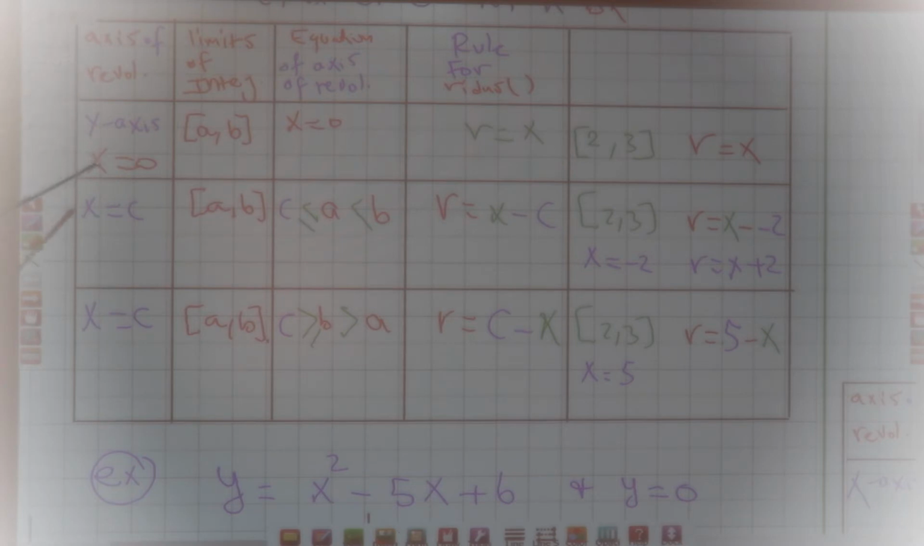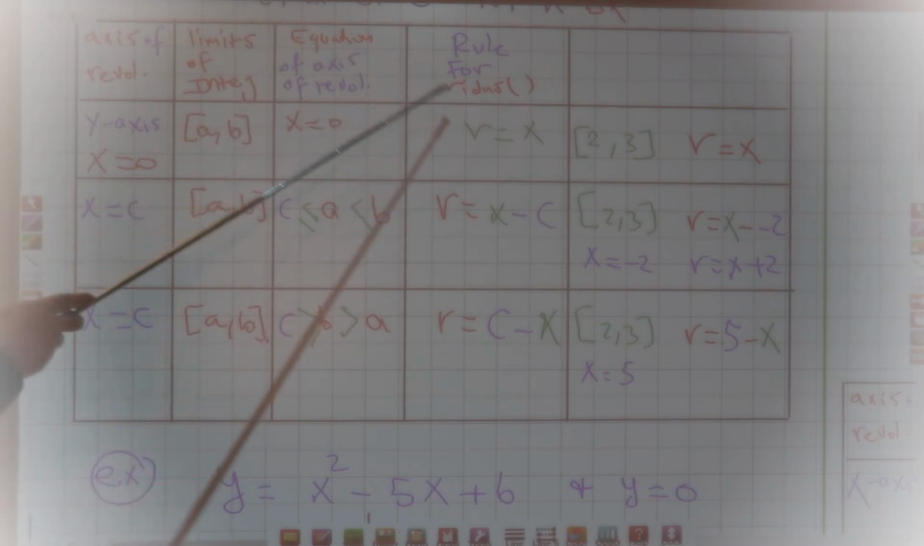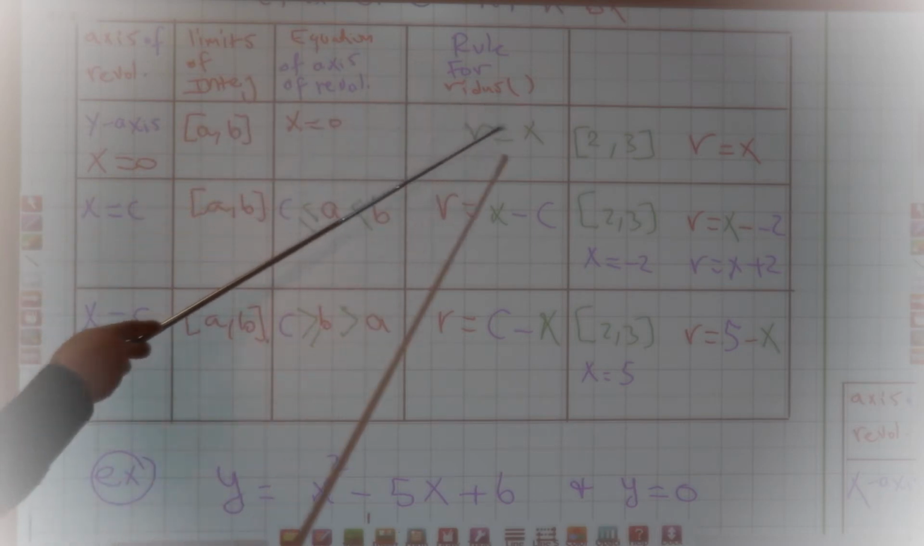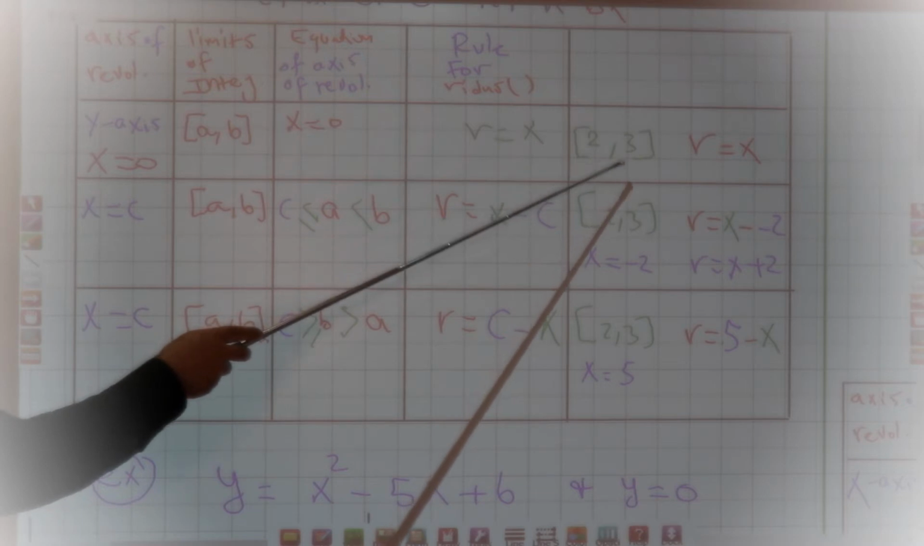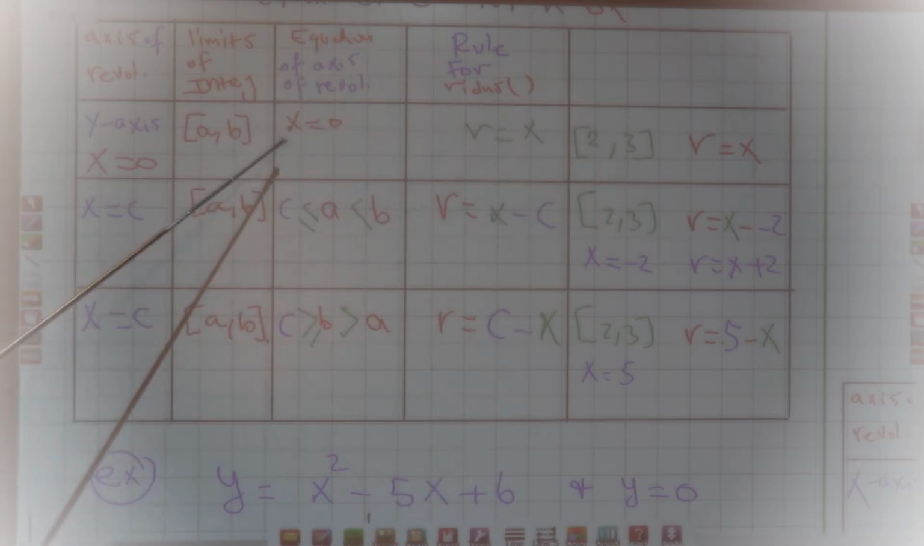This axis of revolution, which is the y-axis, and the limits of integration are a and b. The equation of the axis of revolution is x equals 0. Since he's telling me y-axis, it's easy and simple, x equals 0. The rule for the radius of revolution: r equals x. For example, 2 to 3, and my axis of revolution is x equals 0, then r equals x.